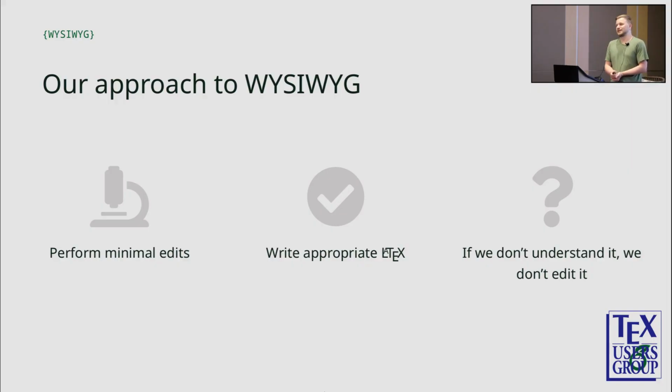We don't want to be inserting a lot of LaTeX code just to make sure that it looks exactly like it does in the visual preview. That essentially leads to the situation from before, but it also leads to very fragile code that will probably break if they try to modify anything afterwards. And finally, if we don't understand it, we don't edit it. That means if there's some content that we don't understand, we would much rather just show the user the LaTeX code and trust them to edit it, rather than trying to force our understanding, our broken understanding, onto the code and then instead display it wrongly.